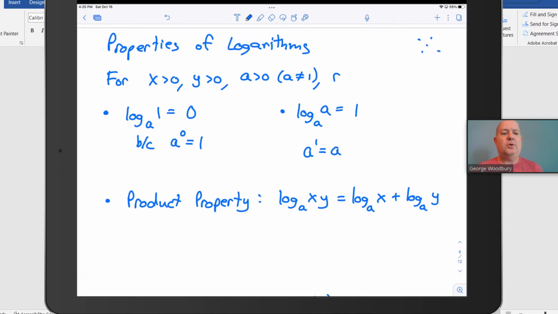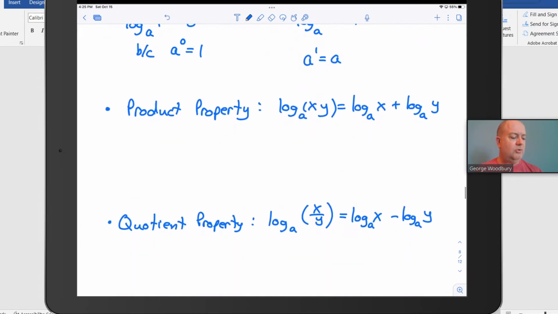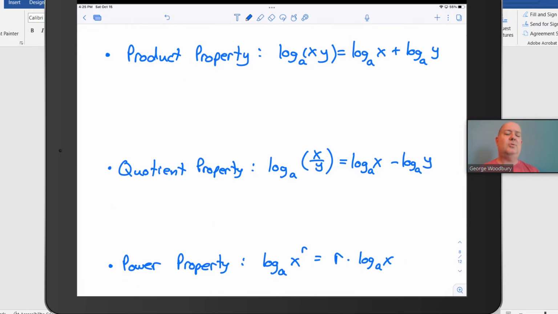Now on to a few properties that are really useful. The first is the product property, and it says that if we have the logarithm of a product, x times y, and let me just bind those together like that, then that is equal to the sum of the logarithms of those factors, log base a of x plus log base a of y. So let's go over why this is true. And as we get into college algebra, this is where we start to prove that some of these things are true rather than just accepting that they're true.